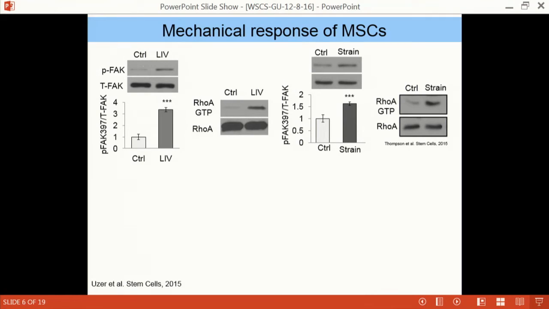One of the other things that we look at is how these signals are sensed at the cellular level. As I mentioned earlier, focal adhesions are mechanosensitive signaling platforms that exist at the attachment sites of the extracellular matrix. We have shown that both LIV and strain can activate focal adhesion kinases at the focal adhesions and also result in remodeling of the actin cytoskeleton, evidenced by the activation of RhoA, which is the chief mediator of cytoskeletal remodeling in these cells.